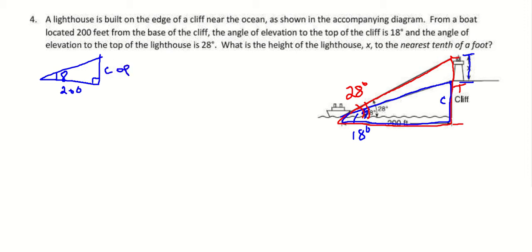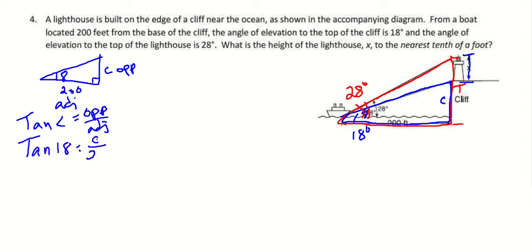We're choosing SOHCAHTOA here. We have our opposite side from C. Our adjacent leg here is 200. And so then we're going to end up using tangent. So the tangent of the angle is equal to the opposite over the adjacent, and then we plug in. Tangent of 18, the opposite is C, the adjacent is 200. I'm going to cross multiply. C times 1, so just C, is equal to the tangent of 18 times 200.